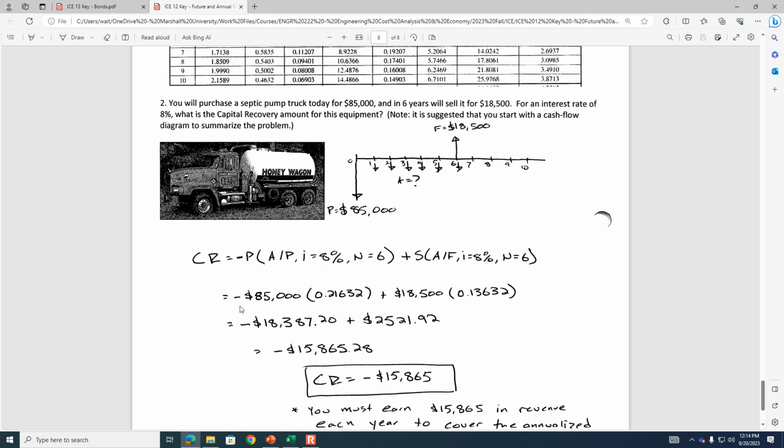So there's a cost, which is minus, a revenue, which is plus, and combining them together, that means that how much additional revenue you should earn each year is $15,865. And so that means that needs to be money coming to you because you're going to be paying each year a certain equivalent for the equipment. So the revenue you should earn is a positive amount in order to balance out the cost of owning, just having the equipment itself. So that's capital recovery.